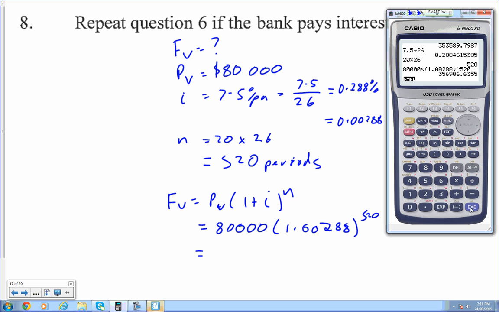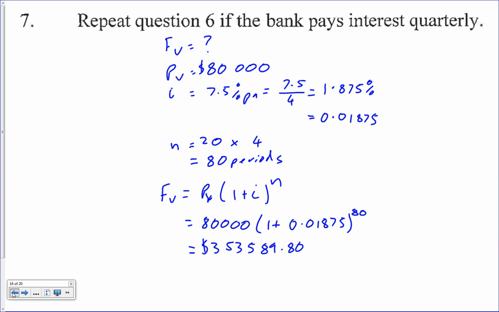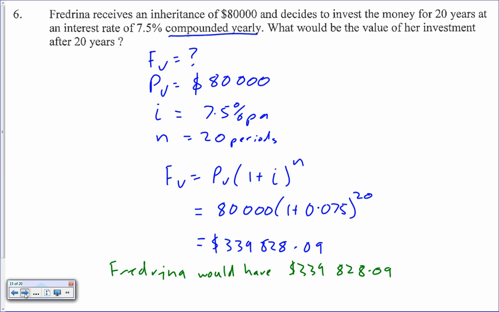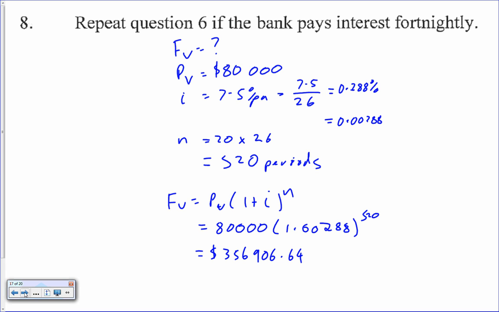And now we've got 356,906.64. So again, you can see that's 356, that's 353, and that's 339. So you can see here, going from yearly to quarterly, a big interest increase. Going to fortnightly is an increase again.